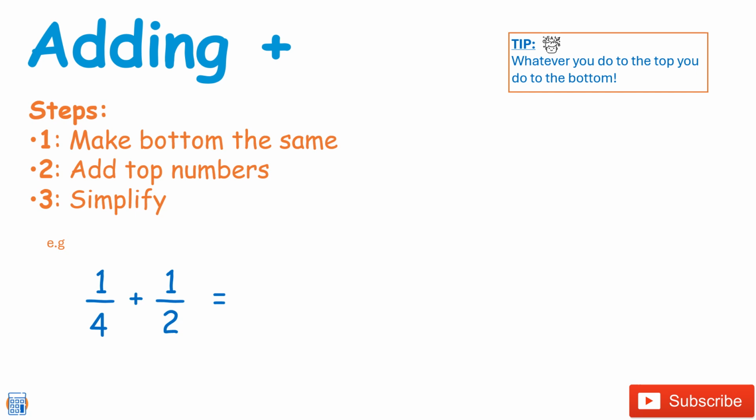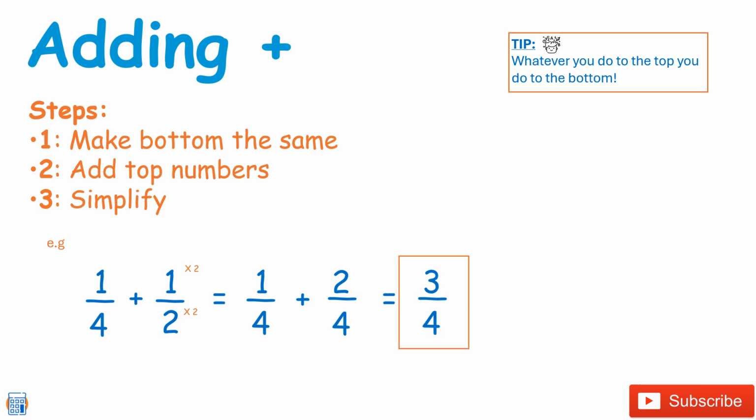So we have 1/4 and 1/2. Make the bottom the same. So you times the second one by 2. Remember the tip, both top and bottom. So this is 1/4 plus 2/4, which will then give you 3/4.